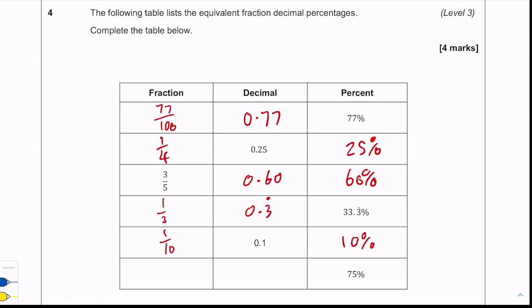Okay, the final one, 75%. Again, we should really know this. It's 3/4. And to convert to a decimal, just divide by 100 and get 0.75.